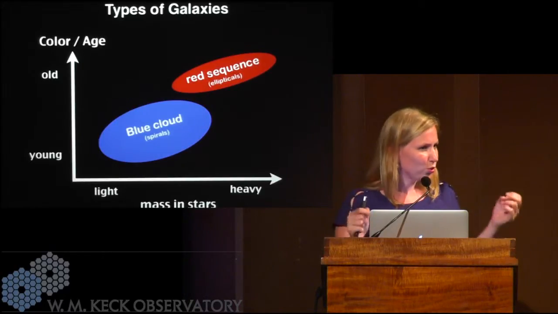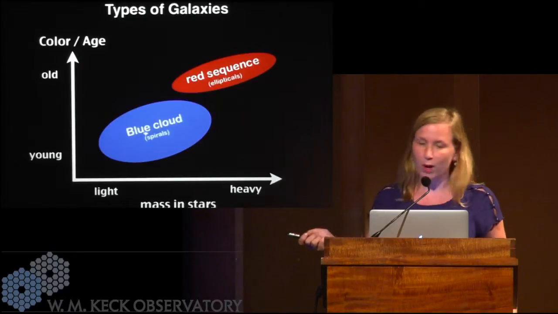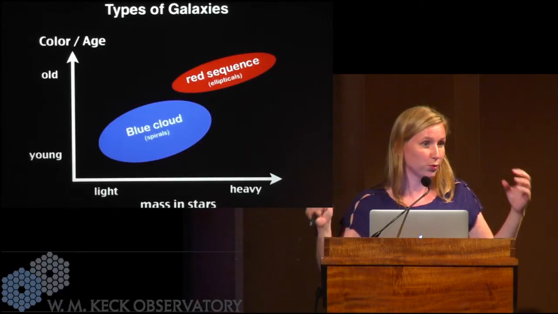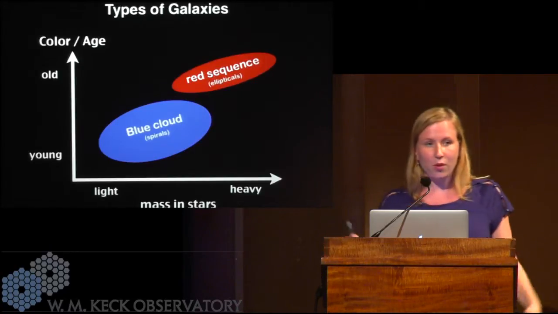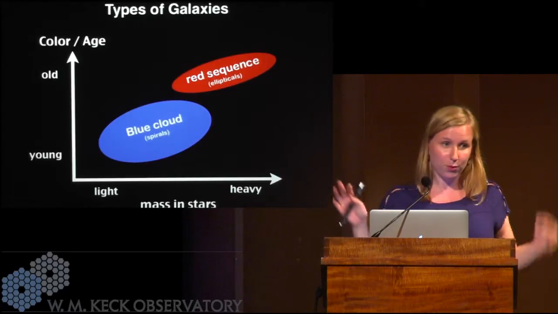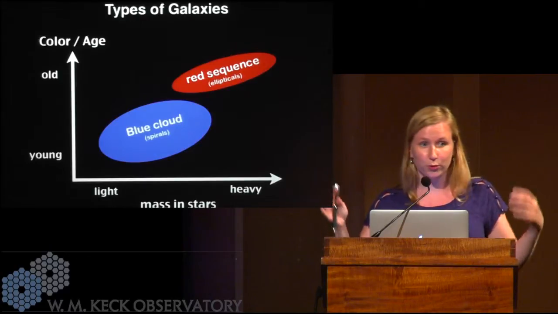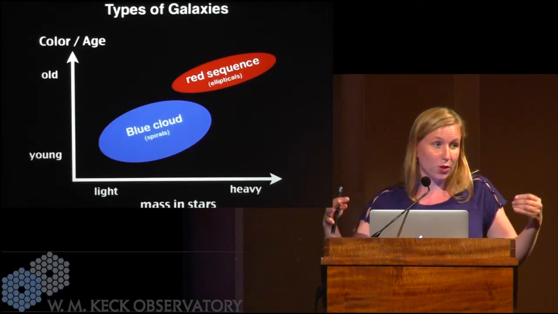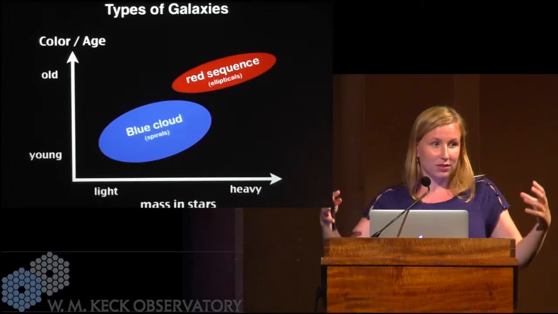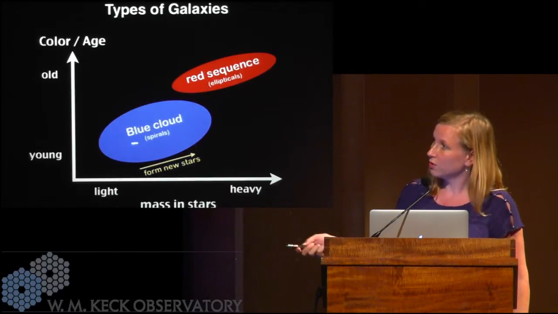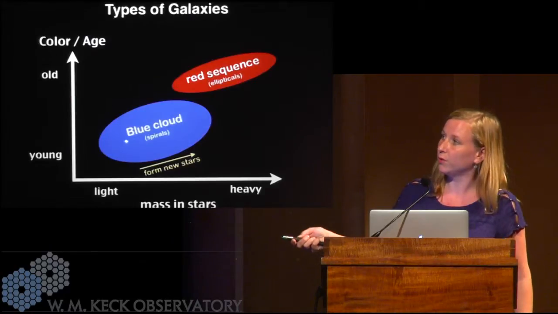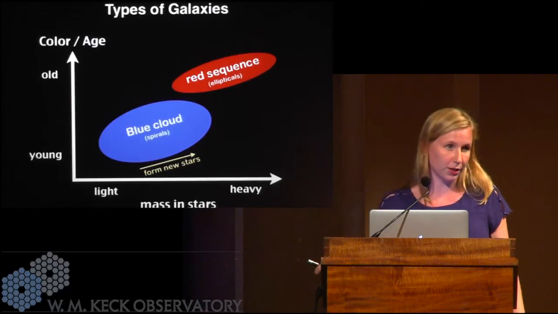So galaxies do not live in the same spot throughout time. They actually move around. They change in age and they change in mass. So how can they change? Well, first, if you're a galaxy that's blue, you're forming stars. If you're forming stars, you get more mass in stars. So you can basically move in this direction by forming new stars. So a galaxy can be here, and then a couple of billion years later, it can be over here.